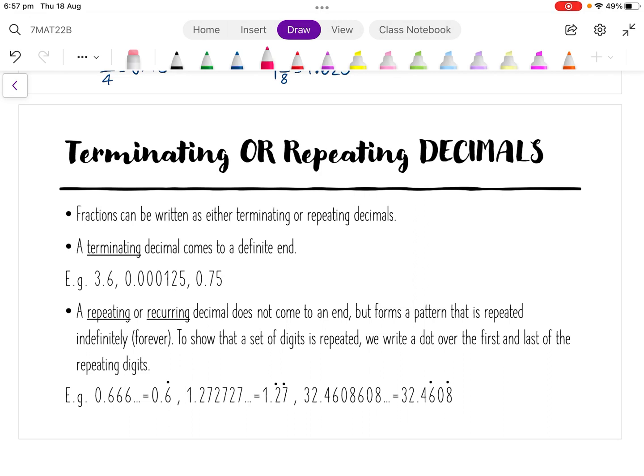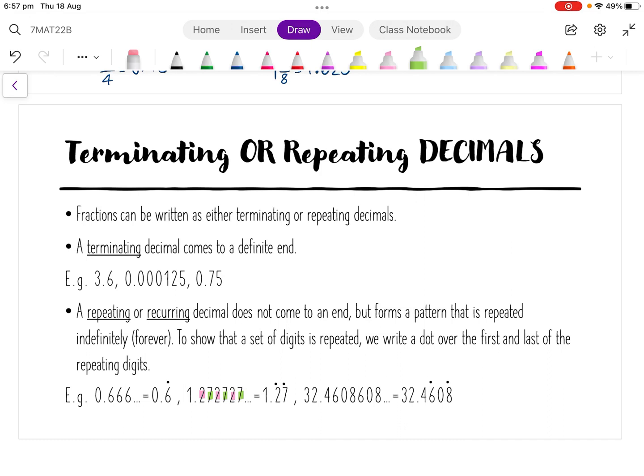However, a repeating or recurring decimal does not come to an end, but forms a pattern that is repeated indefinitely, forever. To show that a set of digits is repeated, we write a dot over the first and the last repeating digits, such as 0.666 repeating is equal to 0.6 with a dot above it. In 1.272727, we can see here that the 2 repeats, but so does the 7. So it is written as 1.27 with a dot over the 2 and the 7, and that dot stands for the fact that it's repeating.